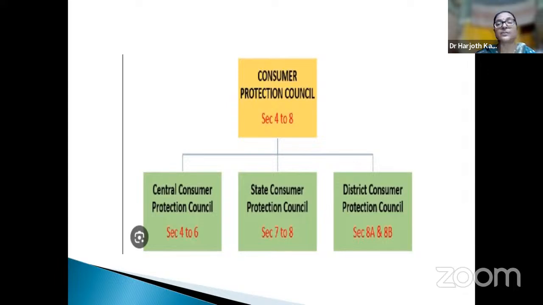And the main objectives of this central council are: they should protect the right to be protected against the marketing of goods and services which are hazardous to life and property. That is the first thing. The right to be informed about the quality, quantity, potency, purity, standard, and price of goods and services. They'll be dealing with this. And third is the right to be assured, wherever possible, access to a variety of goods and services at competitive, reasonable rates, and the different alternatives available of that product.